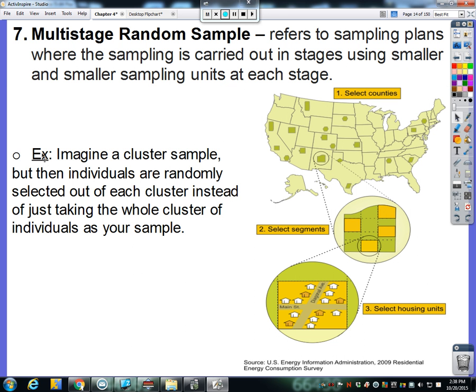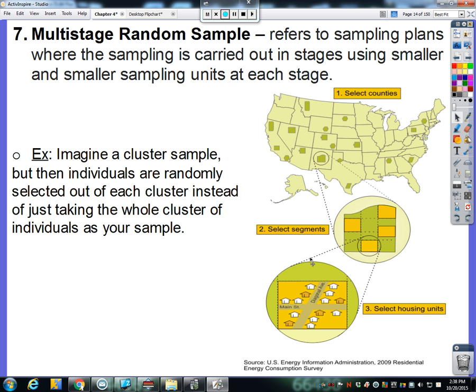This example I have over here says, imagine we have a cluster sample, and then individuals are randomly selected out of each cluster instead of just taking the whole cluster of individuals as your sample. So we could do a cluster sample, and then we could treat those clusters that we select like they're strata. And then we can randomly select from each cluster. So it's kind of like we're doing a cluster sample with a stratified random sample, and then that could be our overall sample. So when you combine multiple techniques here, this is a multi-stage random sample.